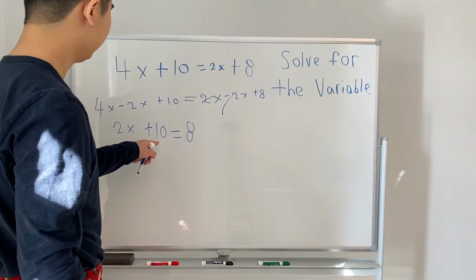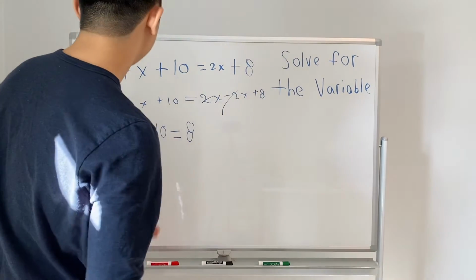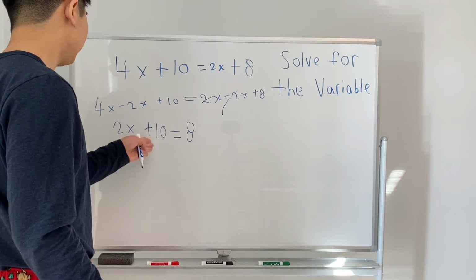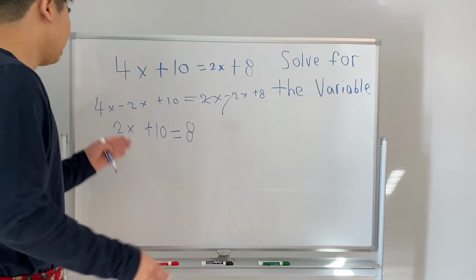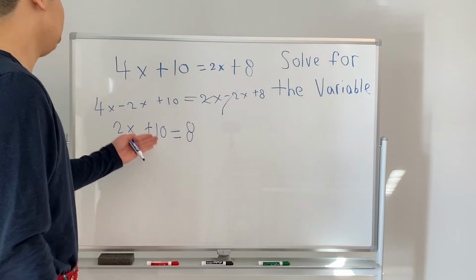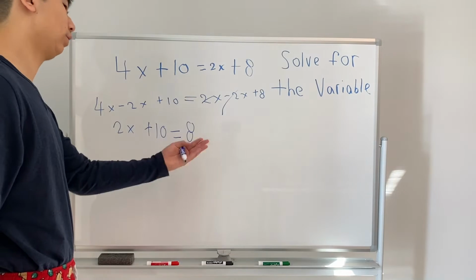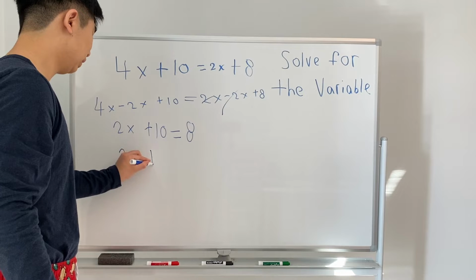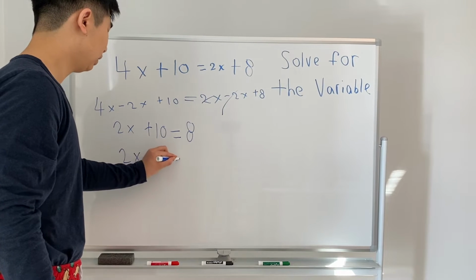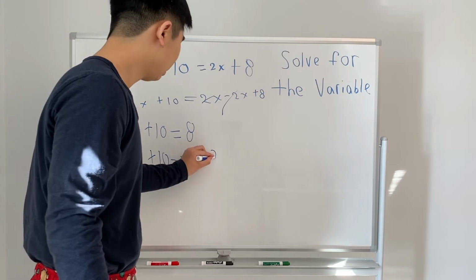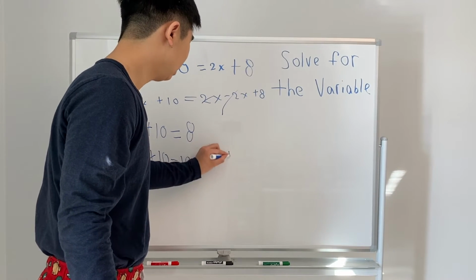So now we want to get this 10 to the other side. So in order to get it to the other side, I have to make this 0, because keep in mind, you're trying to isolate for the x. So we get rid of 10 by subtracting 10. But since we're subtracting 10 on the left side, we have to do the same thing to the right side. So 2x plus 10 minus 10 equals, and then we have to subtract 10 on this side, so 8 minus 10.